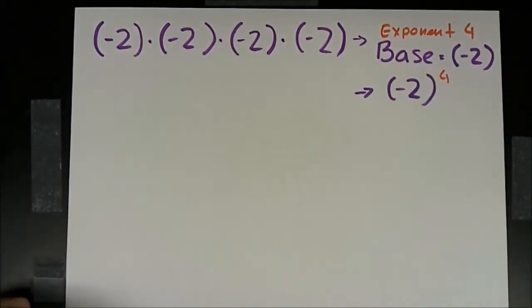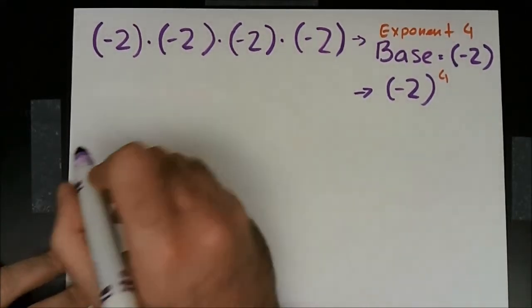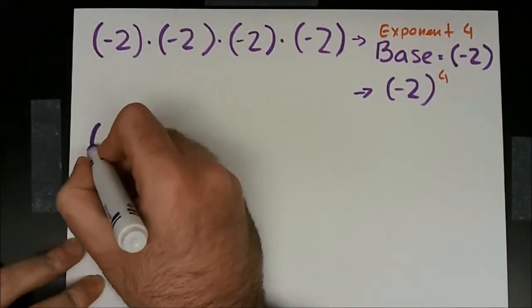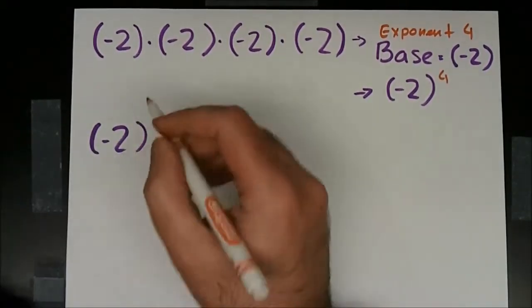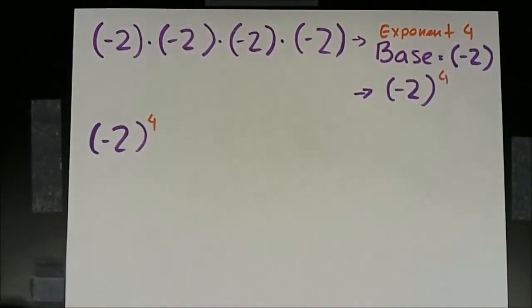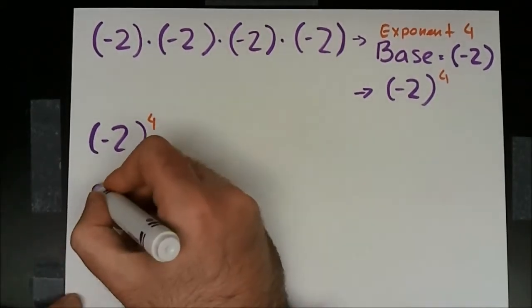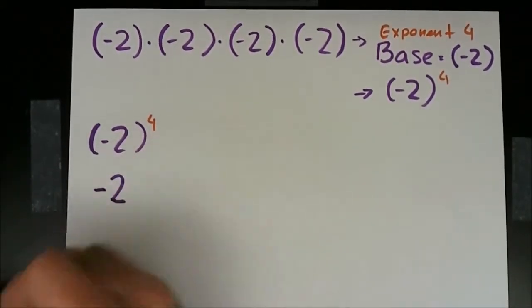Now the parentheses are there for a very, very specific reason. It's very important that they remain there. Let me show you what happens if those parentheses are not there. So let me write this out real quick. So -2 to the 4th power example that we just looked at. And then for comparison, let me put down -2 without the parentheses.